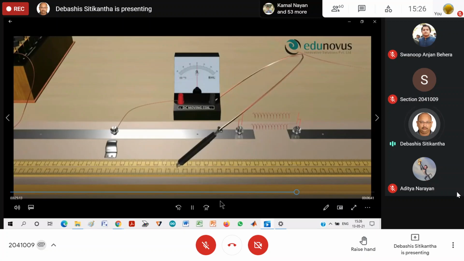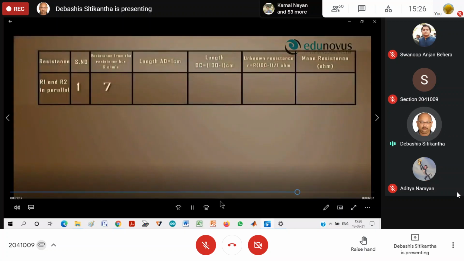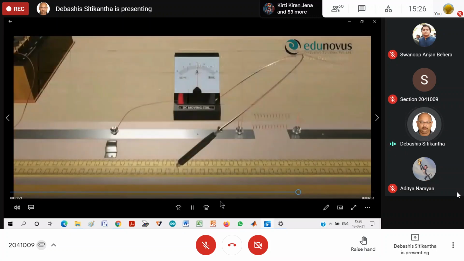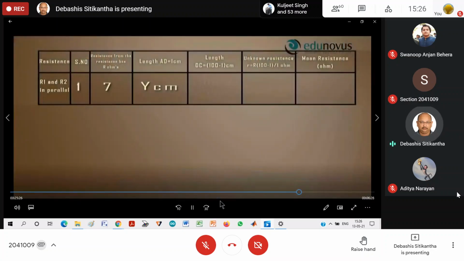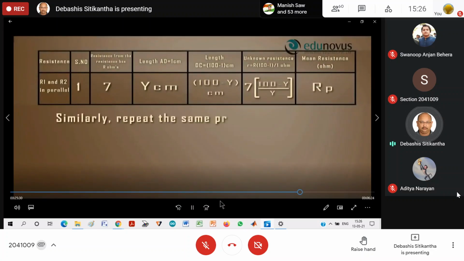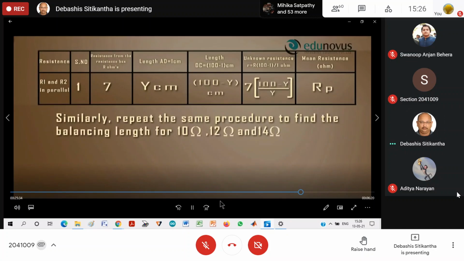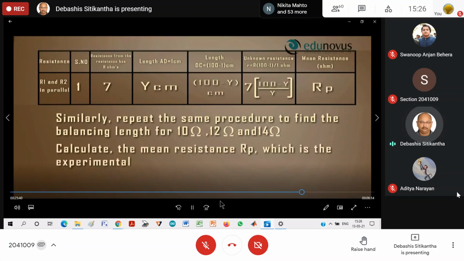Let us say the balancing length is y centimeters. Note this value in the observation table under length AD. Similarly, repeat the same procedure to find the balancing lengths for 10 ohm, 12 ohm and 14 ohms respectively. Calculate the mean resistance Rp, which is the experimental parallel combination of resistances.